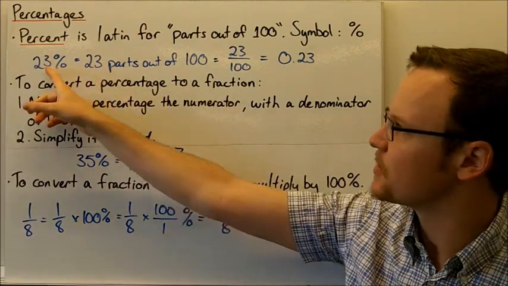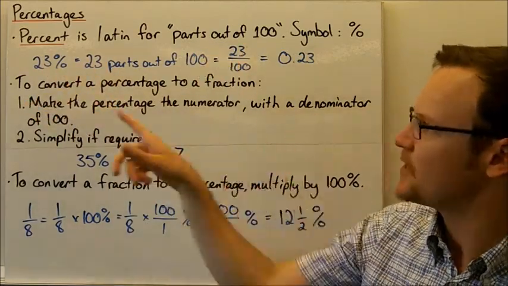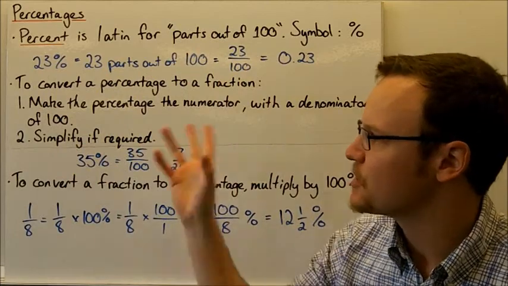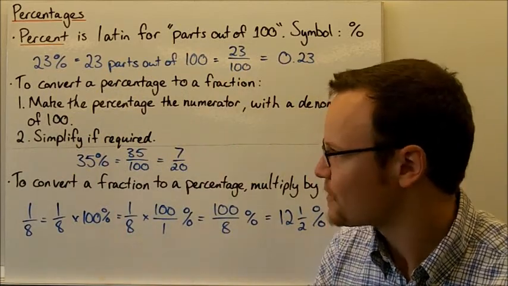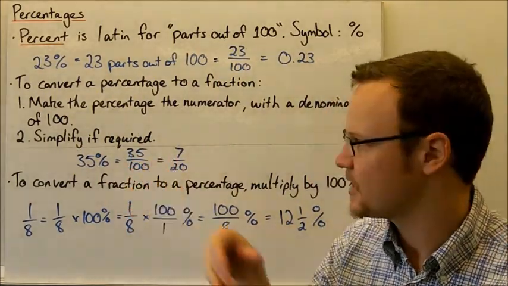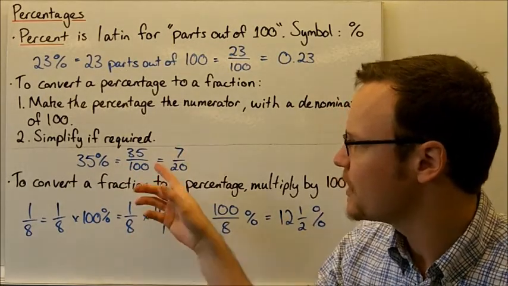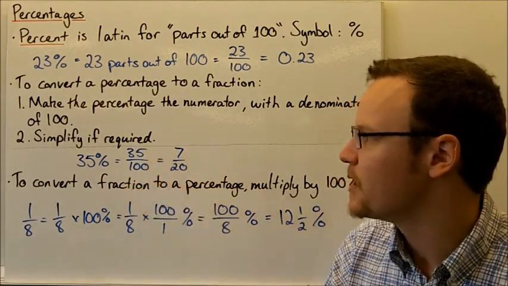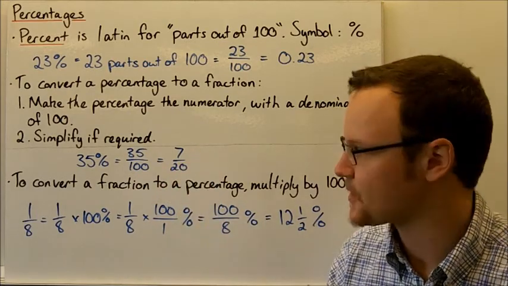So to convert a percentage to a fraction, we can make the percentage the numerator, just like we've done here. We made the percentage the numerator and the denominator is 100. And then we just simplify it. So for 35%, that's 35 parts out of 100, so 35 over 100, and we can divide both the top and the bottom by 5 to get 7/20ths.